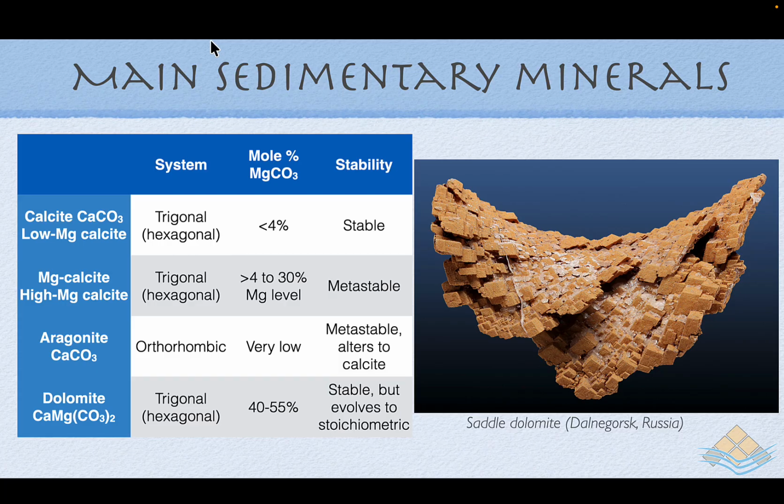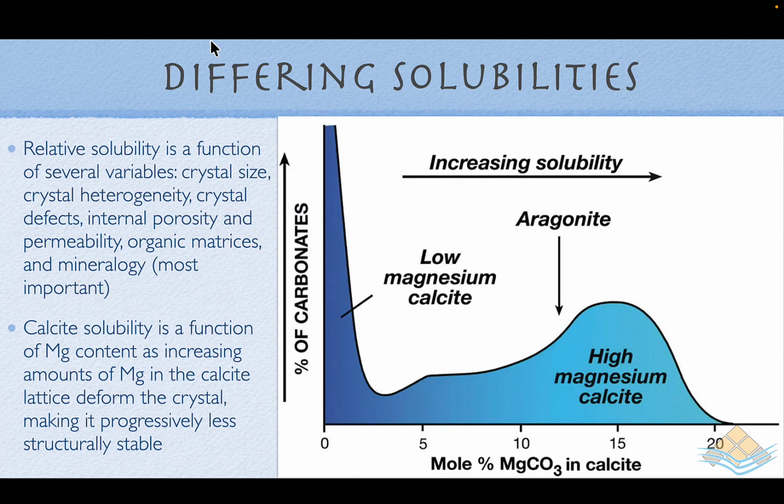Remembering that we are dealing with either calcite or dolomite in the ancient, whereas in the modern oceanic realm, we're typically dealing with aragonite and magnesium calcite that with time and burial will alter to the more stable form of low magnesium calcite. So in ancient rocks, we either see low magnesium calcite or dolomite as the dominant carbonate minerals. Each of those mineral phases has a differing solubility, and their relative solubility is going to be a function of several variables: crystal size, crystal heterogeneity, crystal defects, the internal porosity and permeability, organic matrices that are present, and the mineralogy being the most important.